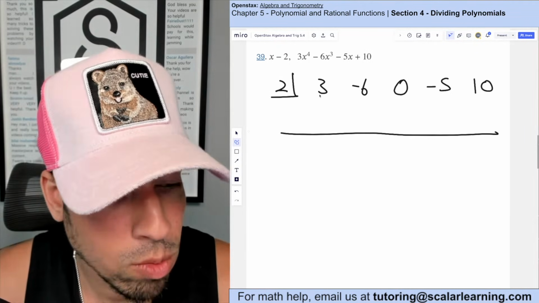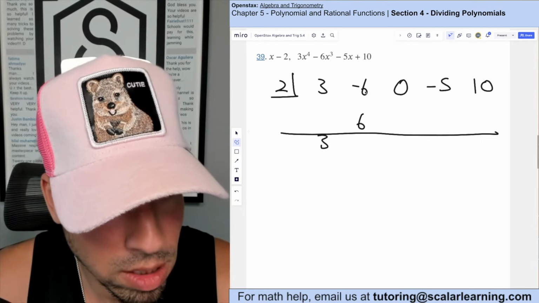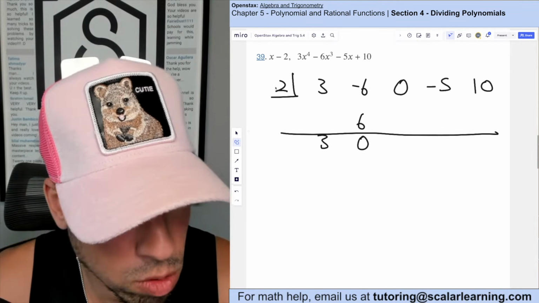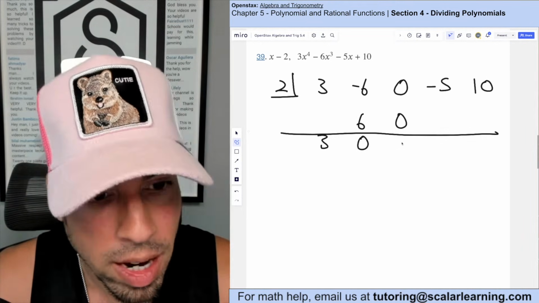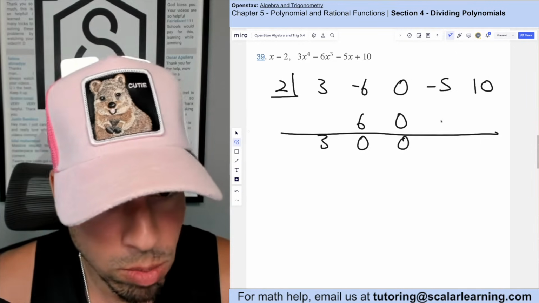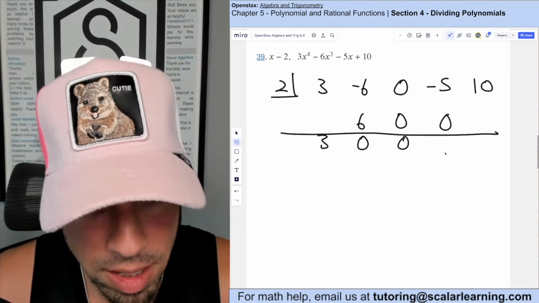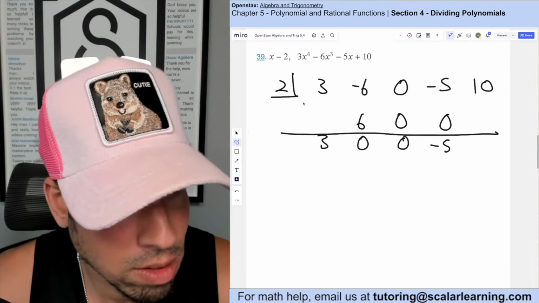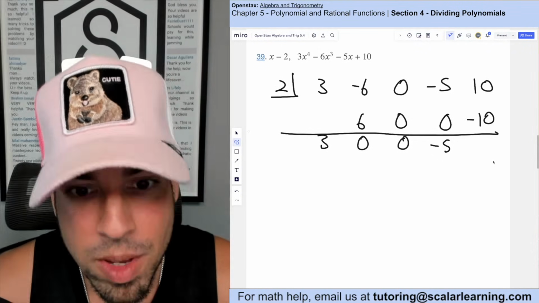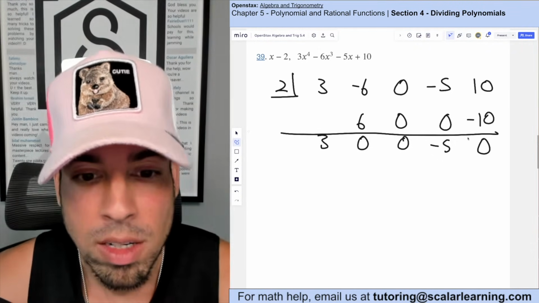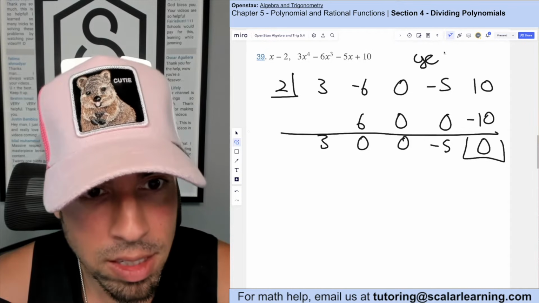Now let's carry it out. We drop the 3. 3 times 2 is 6. 6 plus negative 6 is 0. 0 times 2 is 0. Add those together, that's 0. 0 times 2 is 0. Add to negative 5, we get negative 5. And negative 5 times 2 is negative 10. And that is a 0. And guess what? With the remainder of 0, yes, it is a factor.